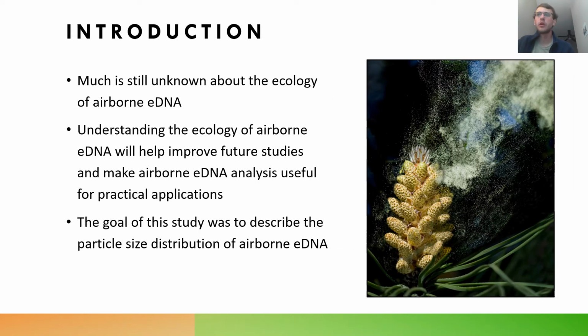There's still a lot we don't know about the ecology of eDNA, which includes where it comes from, what it consists of, and what affects its occurrence and distribution, among other things. We think airborne eDNA from plants can be in the form of pollen, plant fragments, or even free-floating DNA, but it's not clear which of these is dominant. A better understanding of this ecology would allow for wider application of airborne eDNA analysis. With this study, we set out to describe the particle size distribution of airborne eDNA.